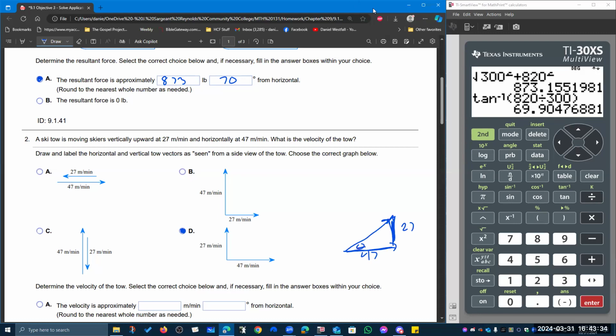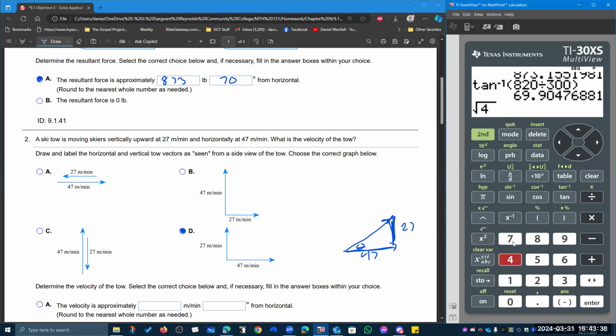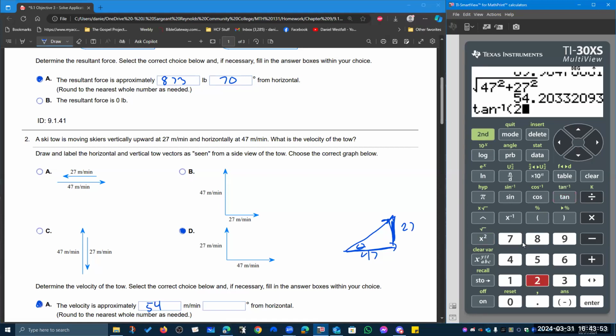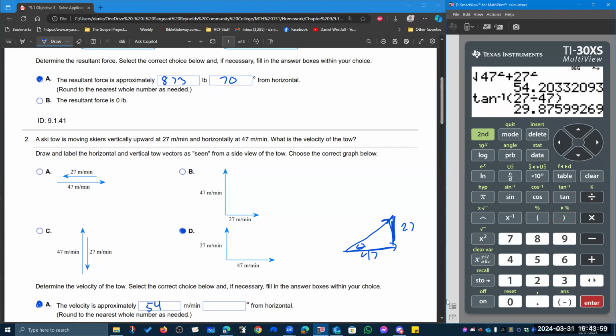The square root of 47 squared plus 27 squared, rounding to the nearest whole number, is 54. And then arctangent of 27 divided by 47 is going to be approximately 30 degrees from the horizontal.